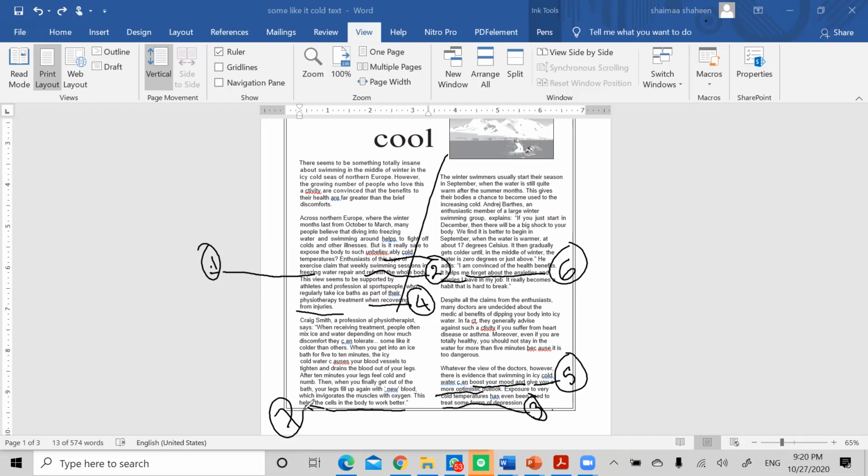So here Maya got the last point, which is invigorating the muscles with oxygen. By this, we got the 8 marks for the content. Miss, now where are the 8 points? Invigorates the muscles with oxygen. This is the 8th point.